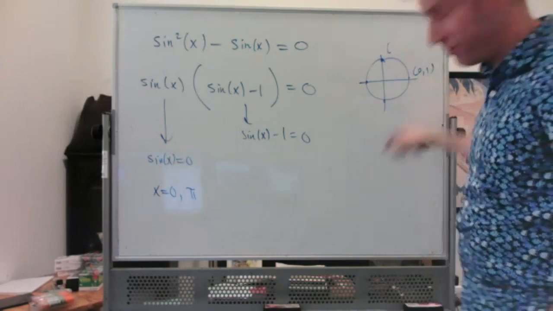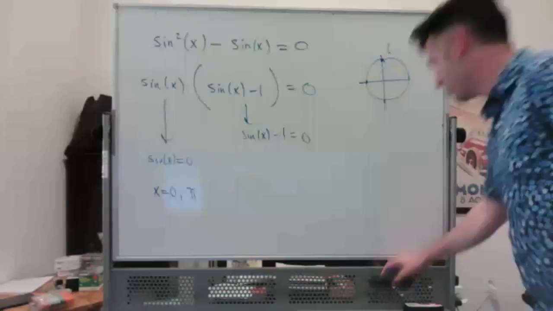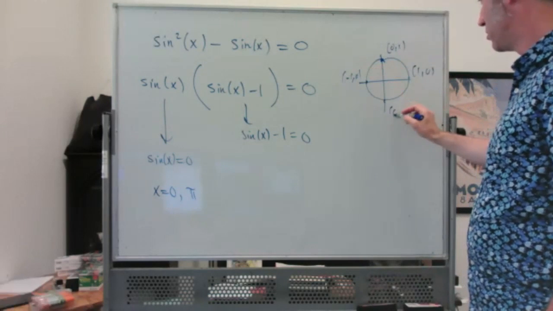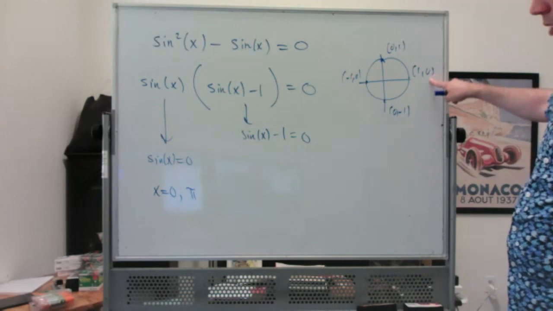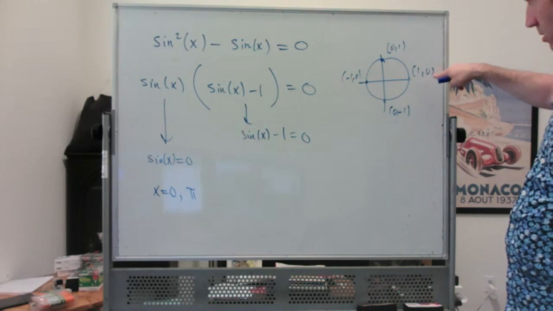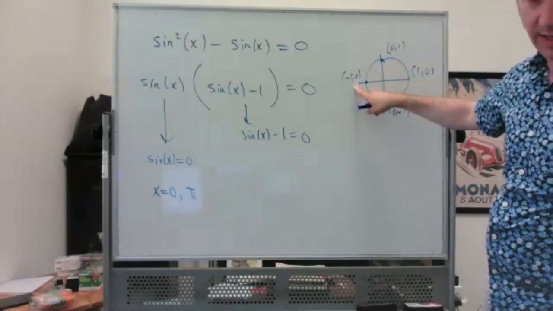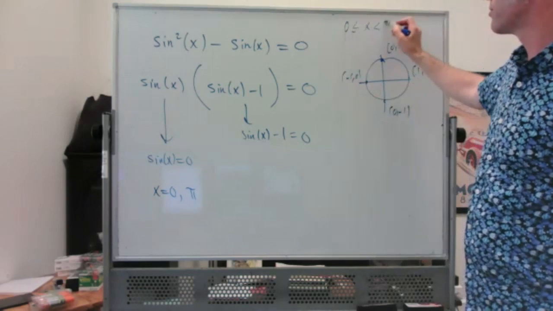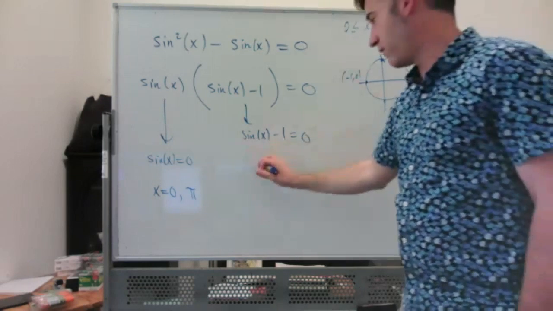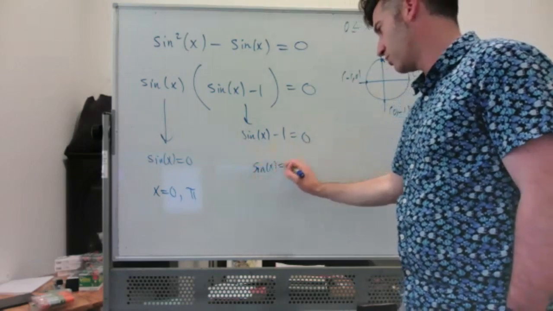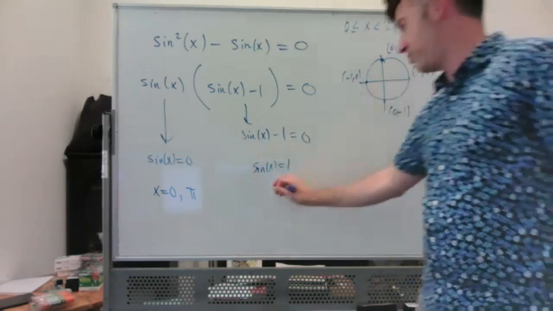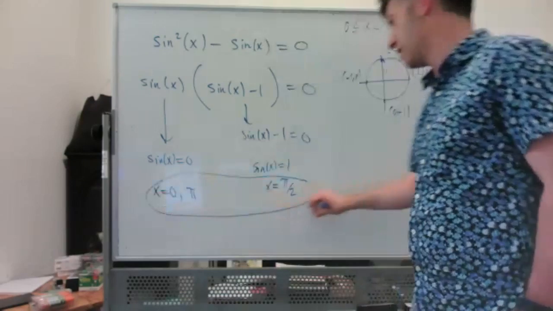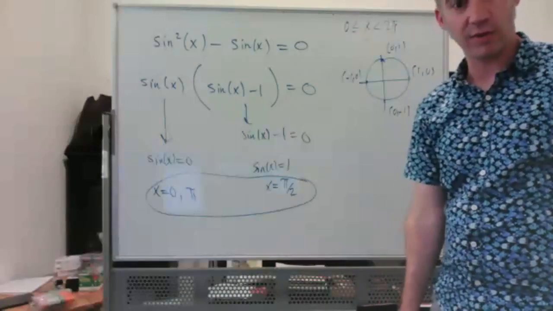I labeled that one wrong. That's a 1, 0, not a 0, 1. So we can see that sine, the y coordinate, is equal to 0 at 0 radians and at pi radians. And I'm not going to include 2 pi because we usually don't include 2 pi. And then here I'm going to solve this. I'm going to have sine of x equal to 1, which is when x is equal to pi over 2 radians. So this problem would have 3 answers: 0, pi, and pi over 2.